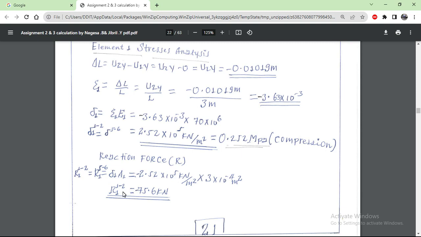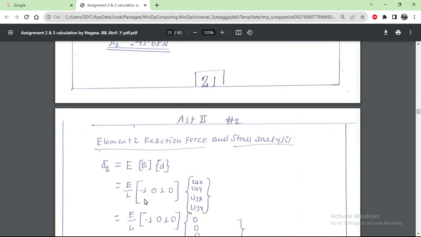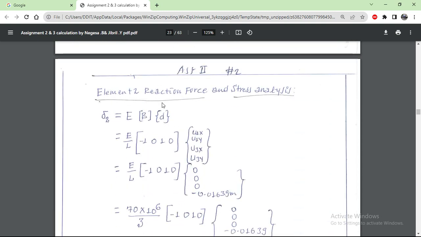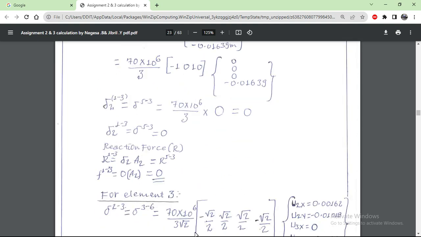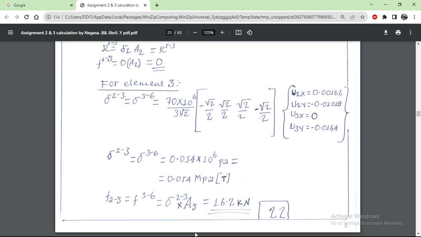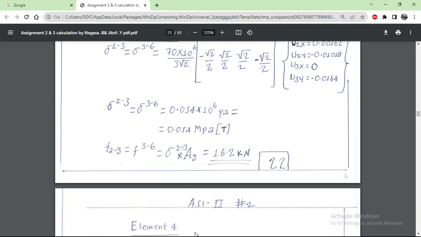Reaction force number 1 to 2, 4 elements. That's the point we get. The element reaction force and stress analysis, this one is a formula. From that we get those results. Similar processes are done. We get all reaction force, stress, and element forces calculated like in here. Element force for 2 to 3 equal to 3 to 6. Similar. This one is symmetric. This one and this one are symmetric to each other.